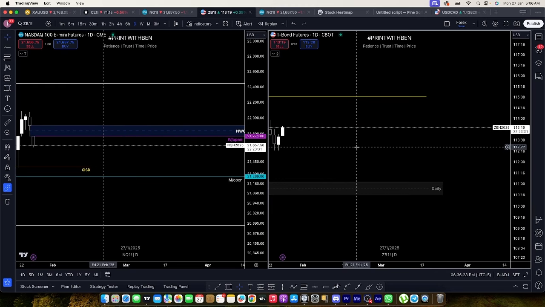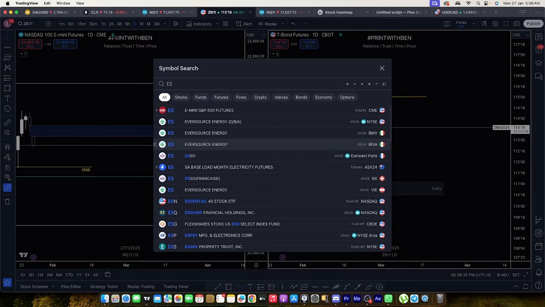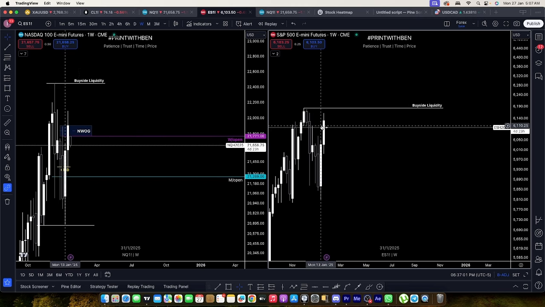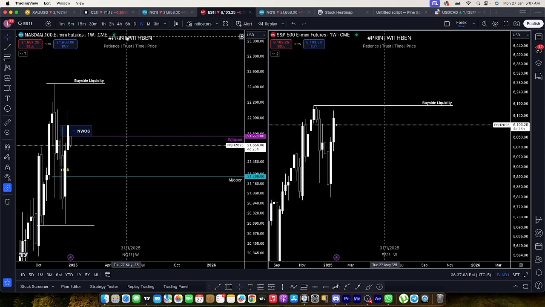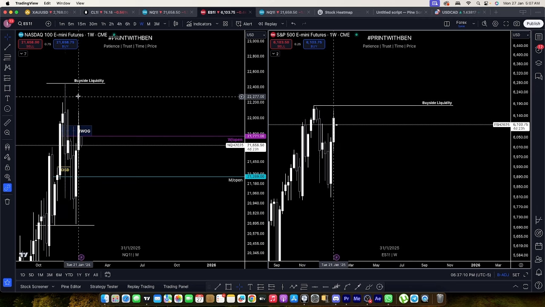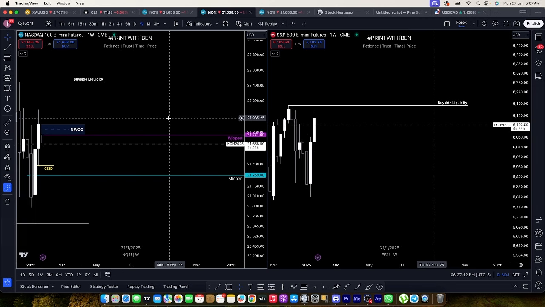If we take ES and look at it, we might know what's happening. Okay, if I adjust the contracts, this is my all time highs. From here, what do I see? That's a nice SMT right there.